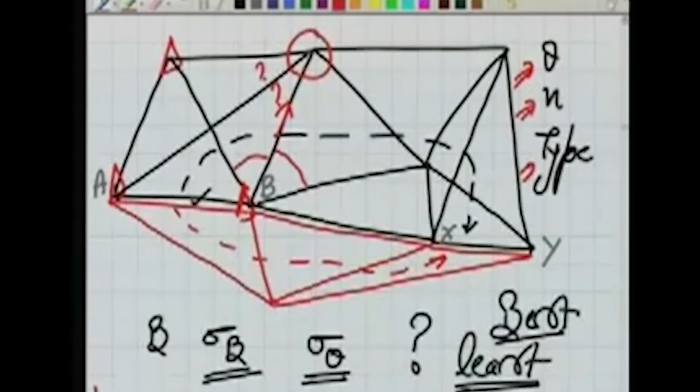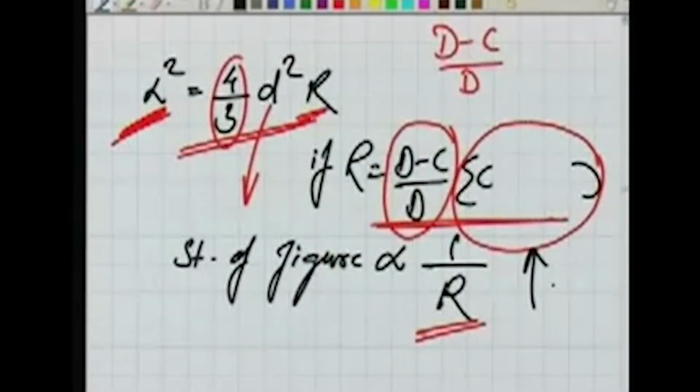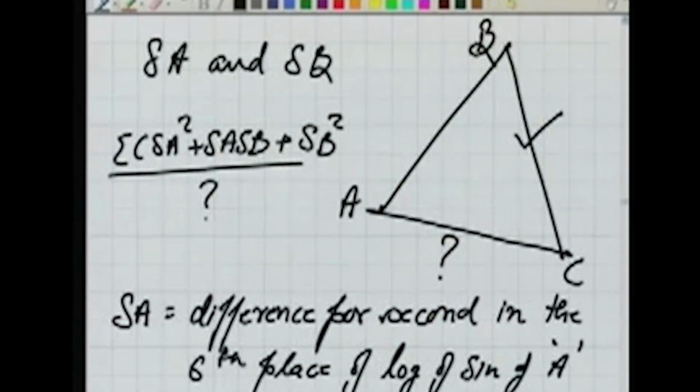Now, so far, by making use of this R, in this we will see the role of this part. What is the role of this? We have seen the role of D minus C by D. Now this part, as we can see, is del A square, del A, del B and del B square. What are these? Del A and del B, what are these?